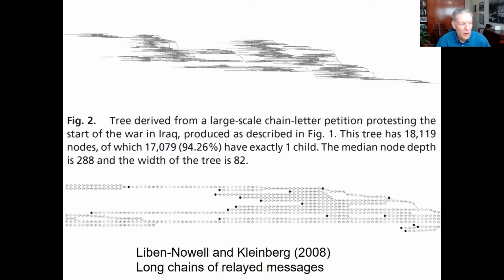In particular, the median node depth here is 288, and the width of the tree is only 82. So effectively, this is a very, very long tree, and by the time this had reached most of the people, it had traveled hundreds of steps. And when things travel these hundreds of steps, it's quite easy for noise to build up.